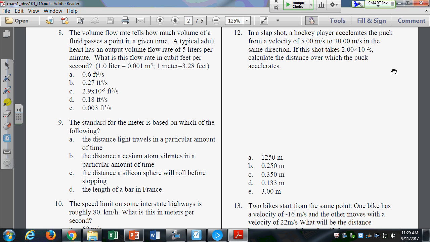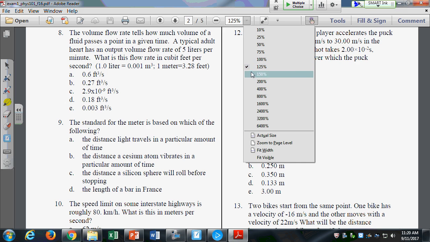I'm going to try number 12 here. You had some problems similar to this in the open stacks. It says in a snapshot, a hockey player accelerates the puck from a velocity of 5 to 30 meters per second. Can you guys in the back see this at all? You can see it? Seriously? I couldn't see it. I'm going to make it bigger.